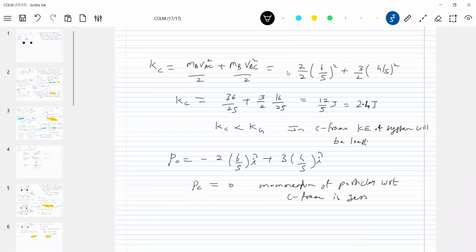This is very important. Momentum with respect to center of mass will always be 0. If you want, you can solve in the C frame, problems will become very easy. You know total momentum should be 0. Then you can easily manage things.